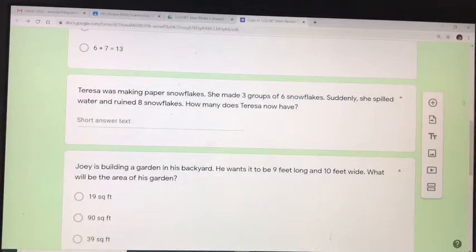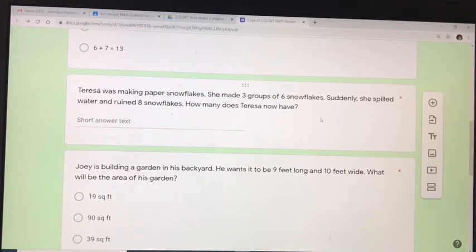On the second problem, it says Teresa was making paper snowflakes. She made 3 groups of 6 snowflakes. Suddenly, she spilled water and ruined 8 snowflakes. How many does Teresa now have? All right, so we see that in this problem, I have 3 numbers. I have the numbers 3, 6, and 8.